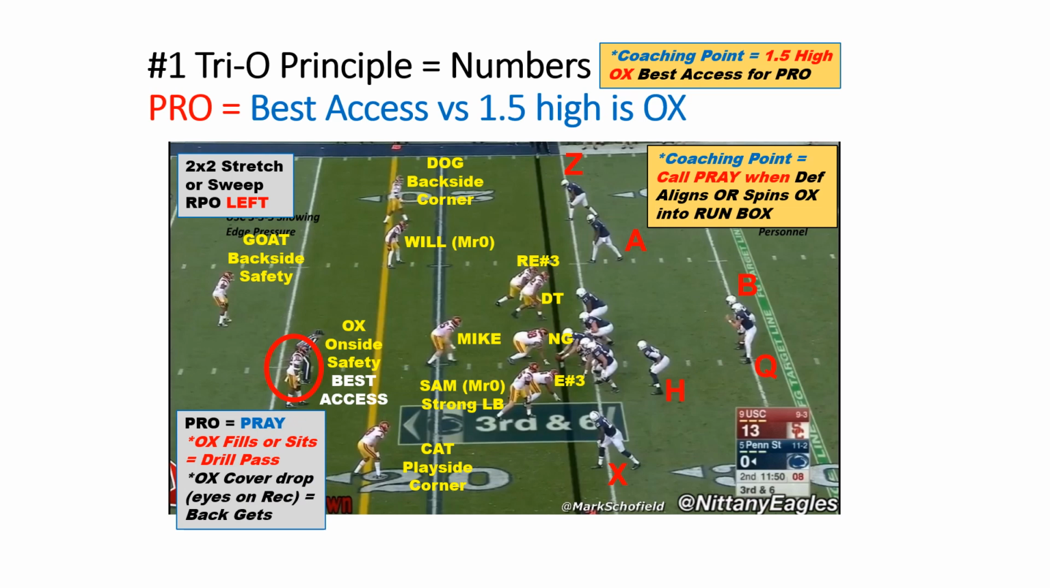Next PRO, best access, is when we have 1.5 safeties. You can see here where we've got the ox is heavy to the H-back and is in between linebacker level and safety level. So we just call that 1.5. Here we can do our pray PRO, where we read the ox. If he fills or sits, we drill the pass. If the ox covers and drops or the eyes are on the receiver, then the back gets. He's not a run box fitter.